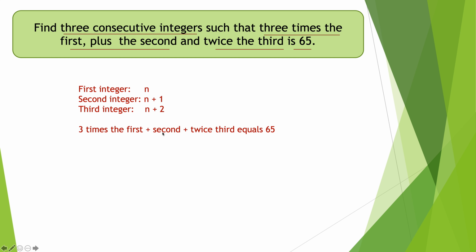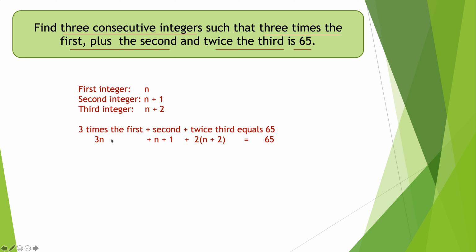Now focus on this part. How do I write the second? Well, that's n plus 1. And how do I write twice the third? Well, that's 2 parentheses n plus 2. Did similar questions a few minutes ago. And then equals 65. So there it is.